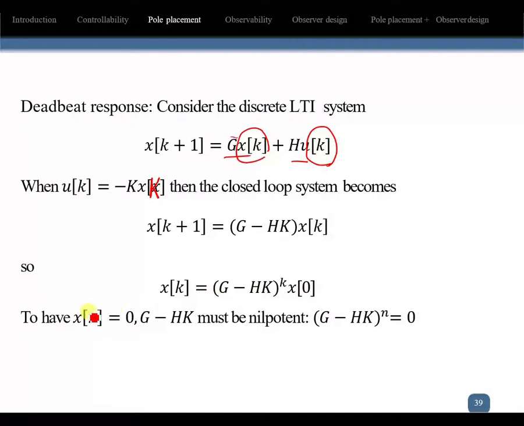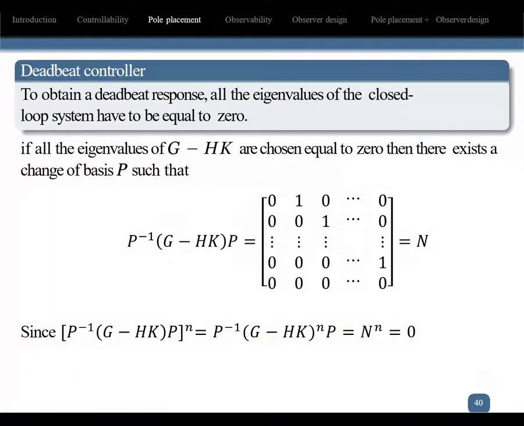Then to have x(n) equal to 0, this matrix must be nilpotent: (G minus HK) to the power n will be equal to 0. We will solve one exercise. To obtain a deadbeat response, all the eigenvalues of the closed loop system have to be equal to 0.